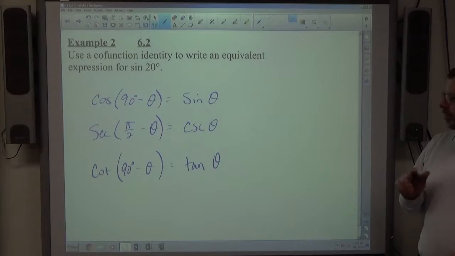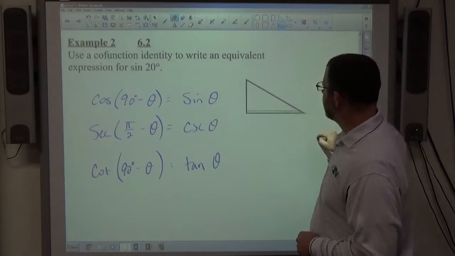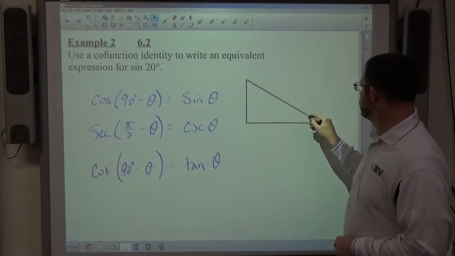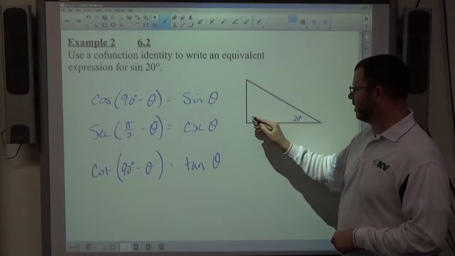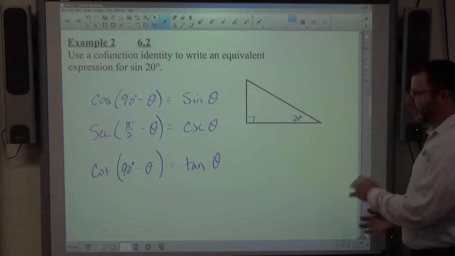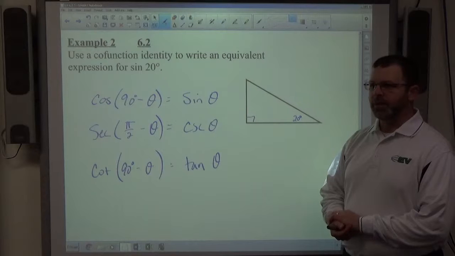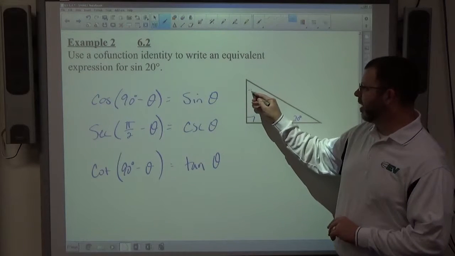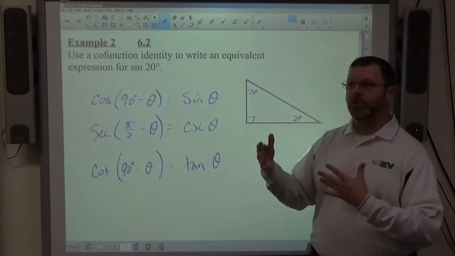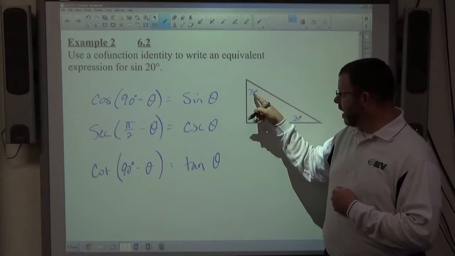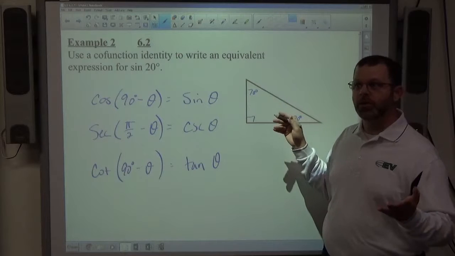To give you a visual representation of what's going on here, let's say we have some right triangle here. That's about a 20-degree angle-ish. If that's 20 degrees, if I do 90 minus 20, how much do I get? 70 degrees. That's how big the other angle is. So this 90 minus theta, if we're in a right triangle world, if 90 minus theta is one angle, theta is the other angle. You're looking at the two acute angles of a right triangle, right?